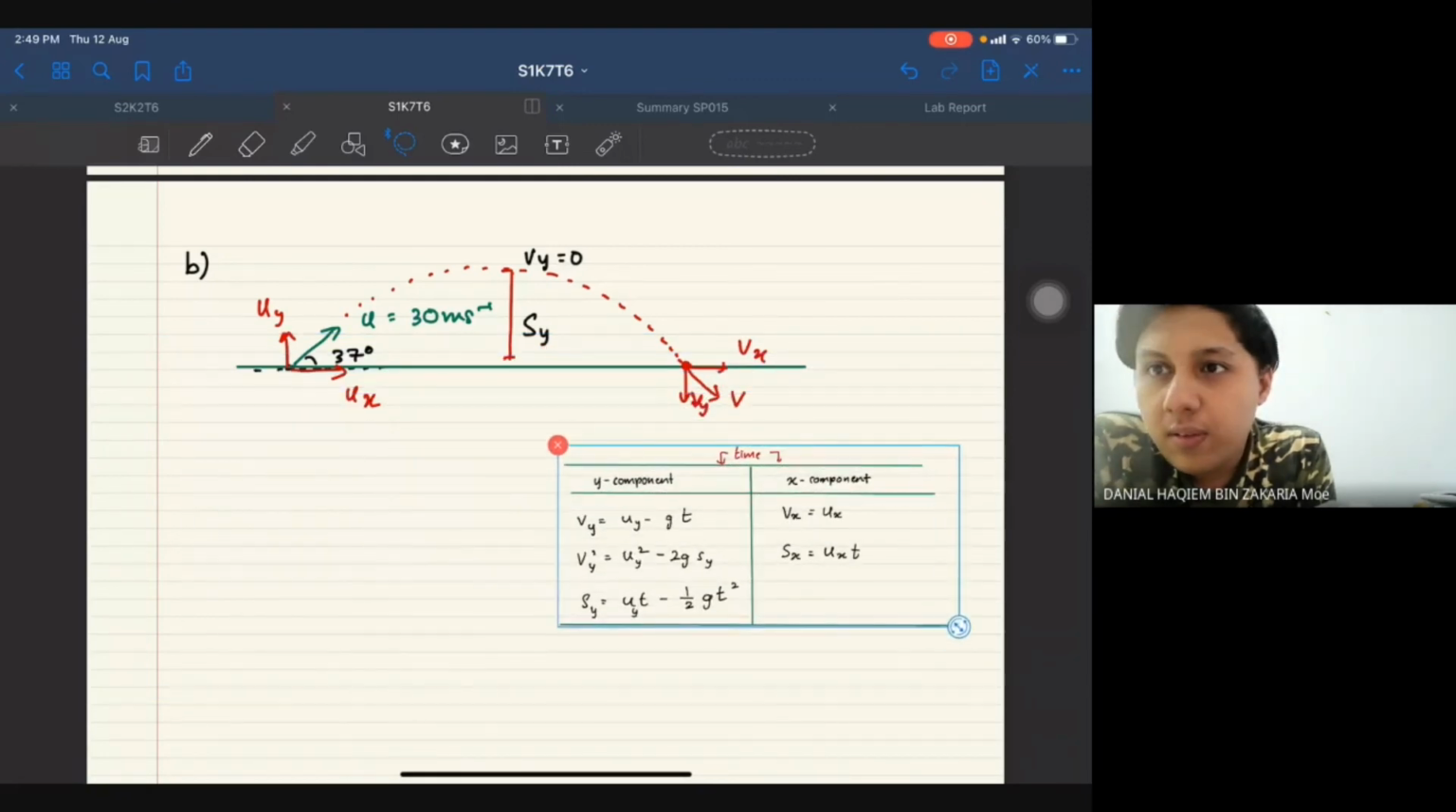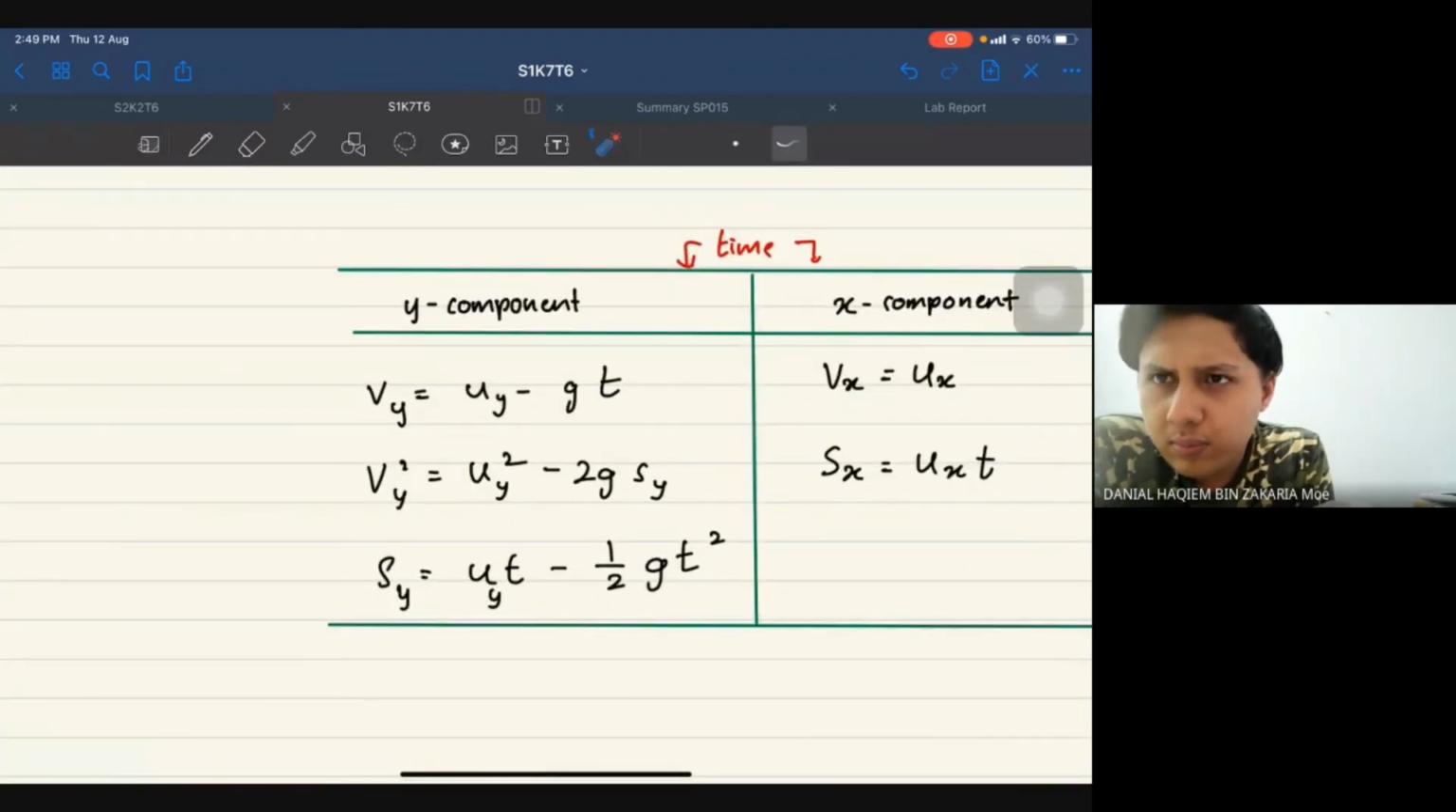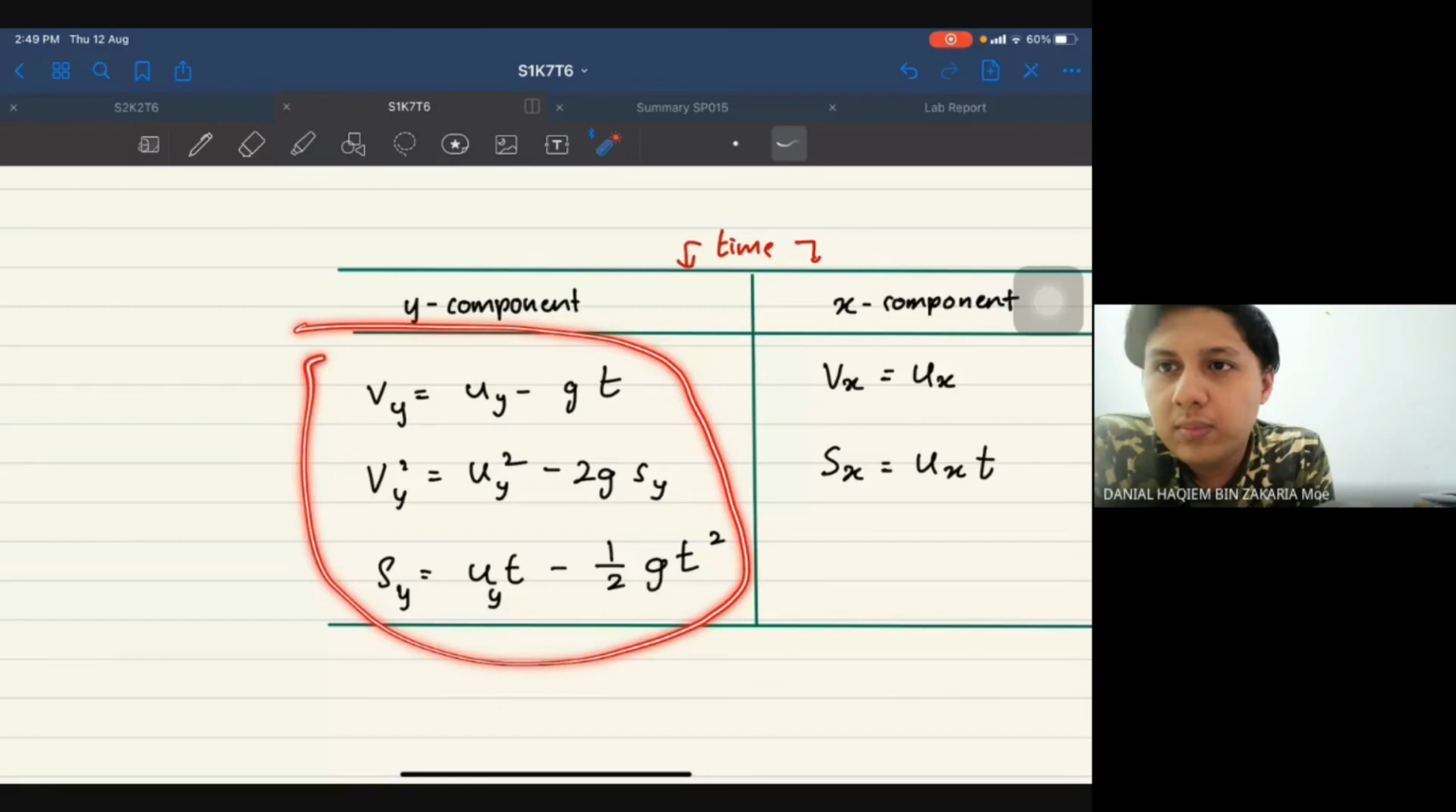Okay, we have, dekat Y component tu kita ada 3 equation. Okay, kita nak cari time. So basically we can ignore yang middle one ni sebab middle one tu tak ada time. Okay, now which one yang kamu nak pakai? Atas sekali kot. Yang first tu.